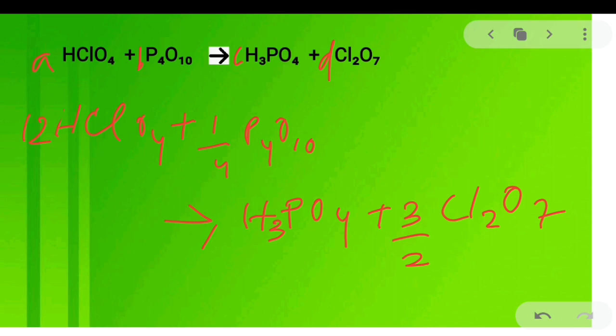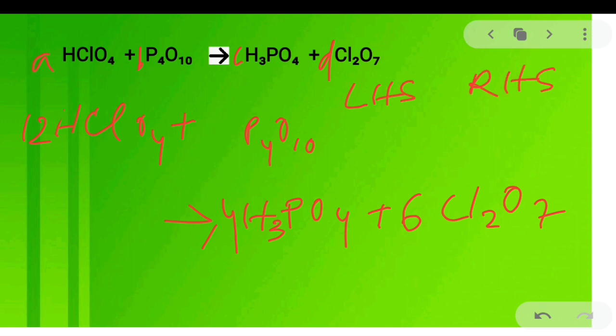So it is 12. Now if I multiply it with 4, I'll get only P4O10. If I multiply it with 4, I'll get 4S3PO4, and if I multiply it with 4, I'll get 6Cl2O7. Now let us see whether the number of atoms present in the LHS and RHS are the same or not.